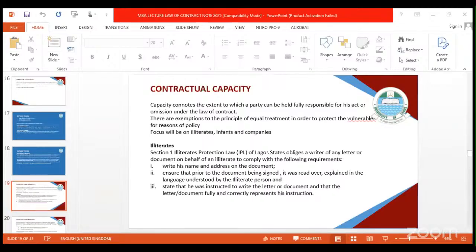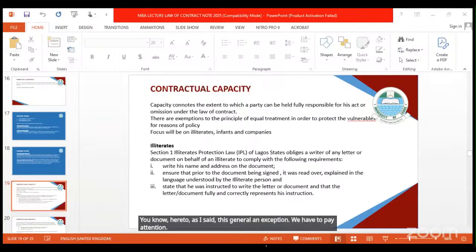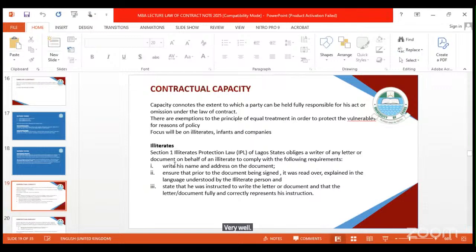Here too, as I said, there's a general rule and an exception, which you have to pay attention to very well. Now, the general rule is that with capacity, the rule is that every person has the capacity here.